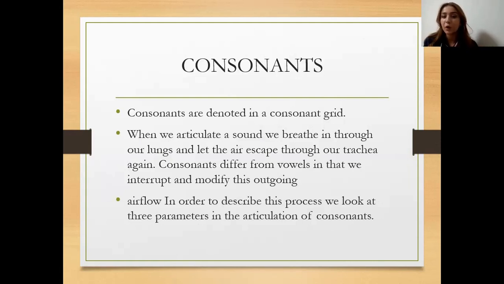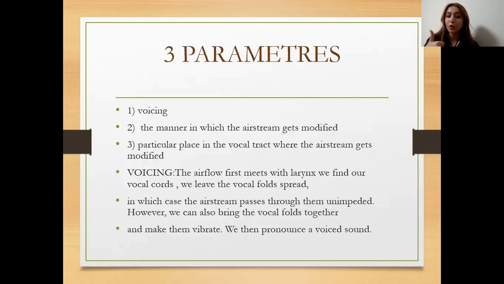When we articulate a sound, we breathe in through our lungs and let the air escape through our trachea. Consonants differ from vowels in that we interrupt and modify this outgoing air. In order to describe this process, we look at three parameters in the articulation of consonants. The three parameters are voicing, the manner in which the airstream gets modified, and the particular place in the vocal tract where the airstream gets modified. Let's start with voicing.